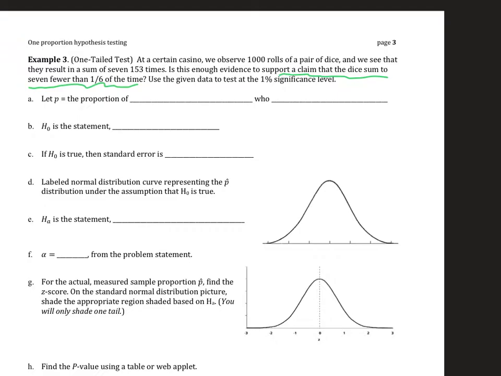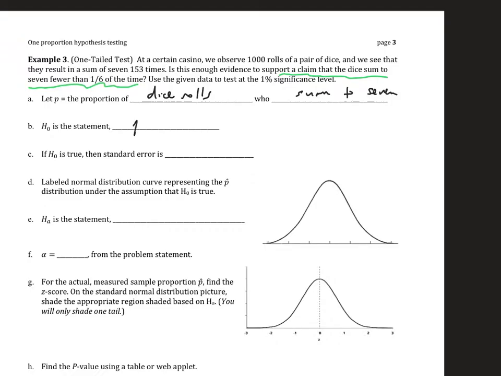P is a proportion of dice rolls who sum to 7. It's a little weird when it's not people, but so P is a proportion of all the dice rolls that sum to 7 for all time. And of course, we can't roll the dice forever, so we have to base an inference about this on a sample that we take. And that's why we're going to only roll the dice 1,000 times for our sample.